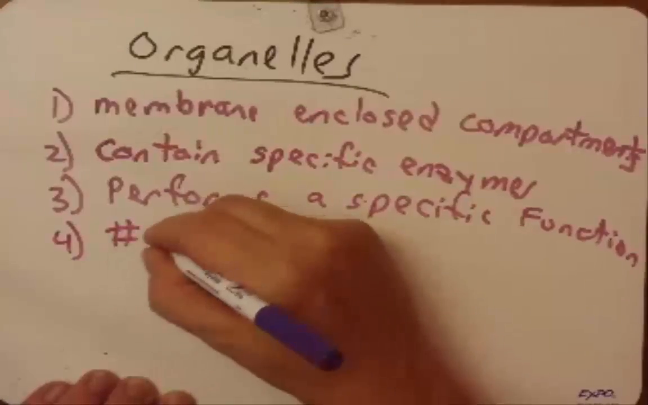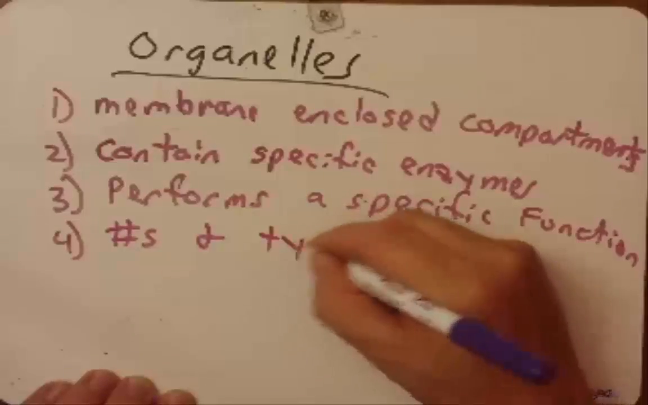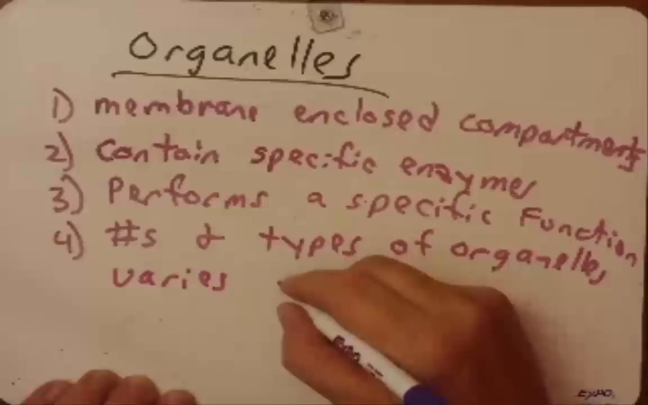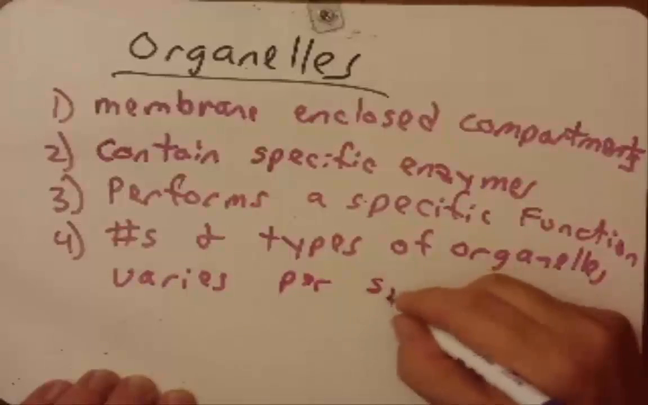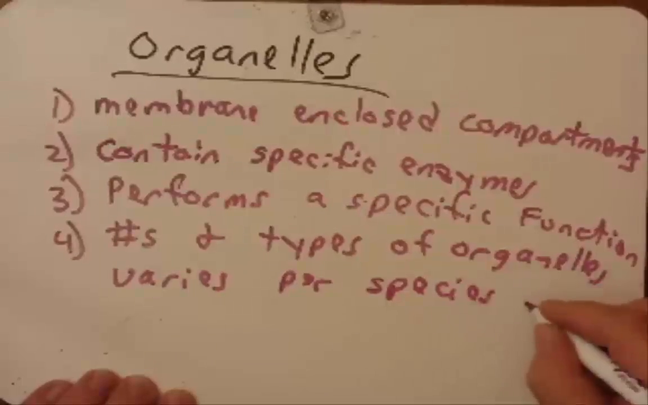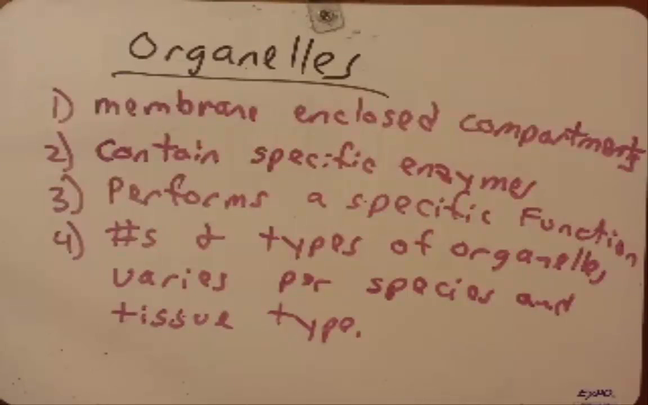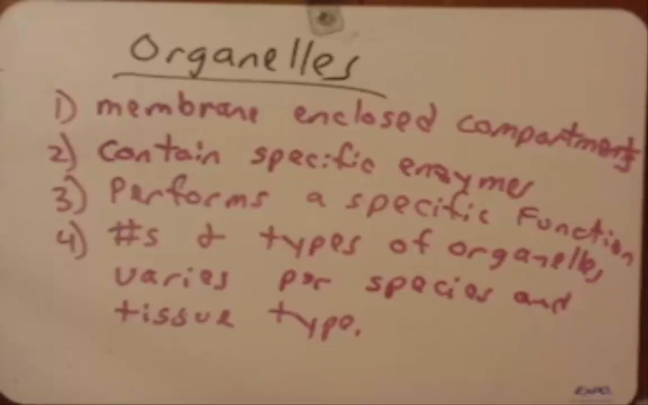The numbers and types of organelles varies per species and tissue type. For instance, if you had a cell that required lots of energy, you would find a lot of mitochondria in it. If it was a cell that didn't require as much energy, there would be fewer mitochondria in it. So this is a dynamic number. Alright, now let's spend some time talking about specific organelles.